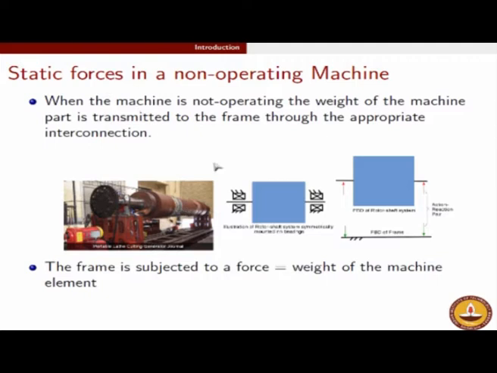So let us first understand when the machine is not switched on, when the machine is actually not operating, it is not even powered. So in that case what happens? So this is the machine for us.